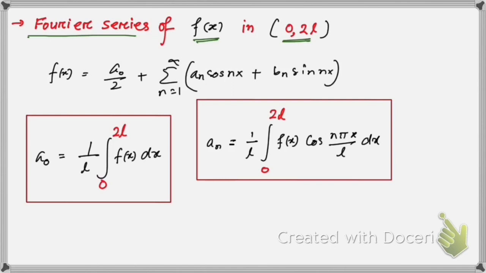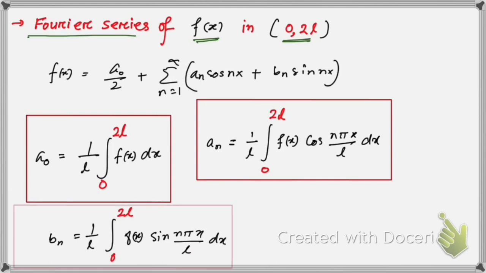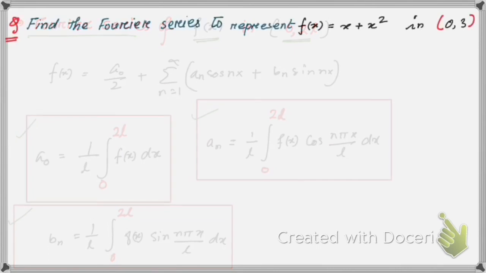Now bn, how to find bn? Bn will be equal to 1 by L integration 0 to twice L f of x sin n pi x by L dx. That's how we can find bn. We have got a naught, a n and bn. Now let us solve this question.